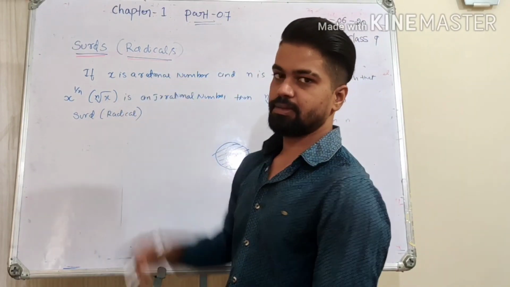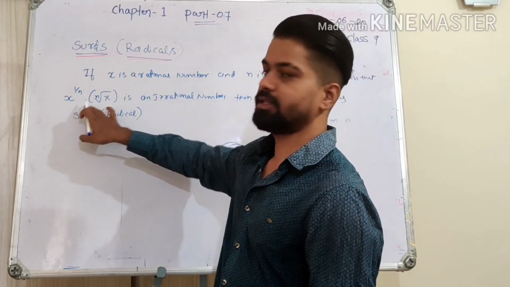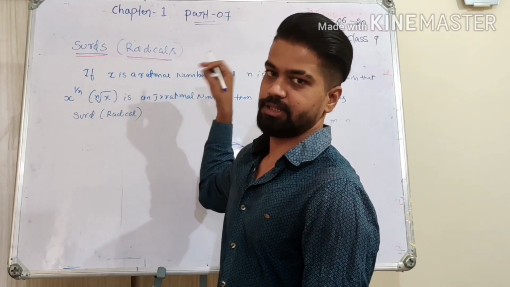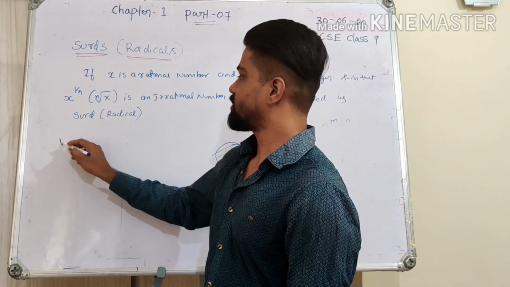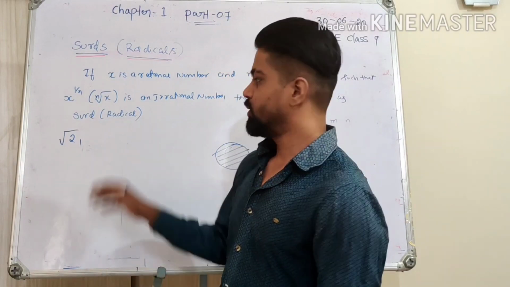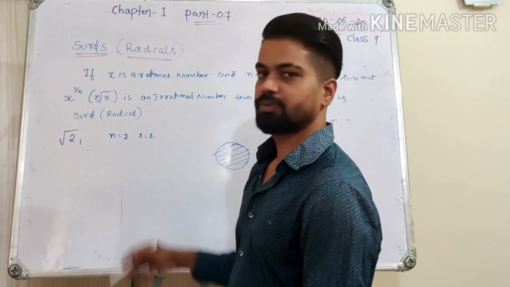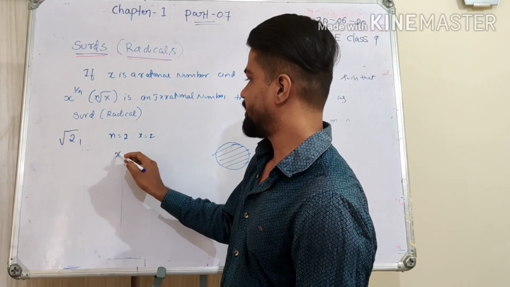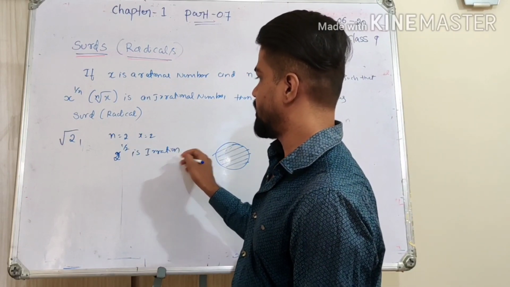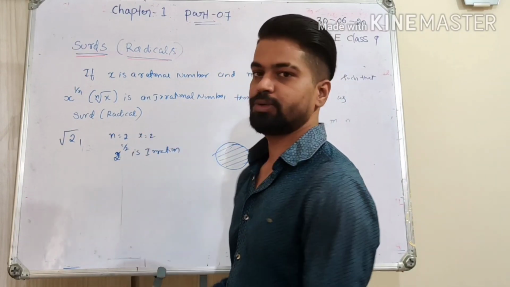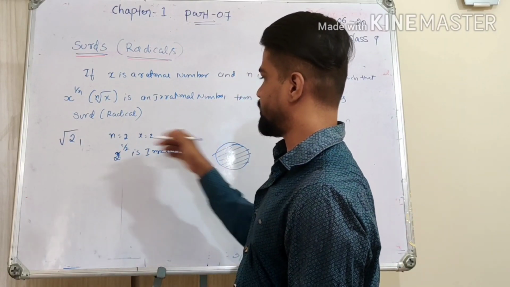If x is a rational number and n is a positive integer, then x power 1 by n, the nth root of x, is an irrational number. In such a case, that nth root of x is called a surd or radical. For example, square root of 2. Here n is 2 and x is 2. x power 1 by n, that is 2 power 1 by 2, is an irrational number. n is 2, a positive integer, and x is 2, a rational number, but root 2 is irrational. So root 2 is a surd.